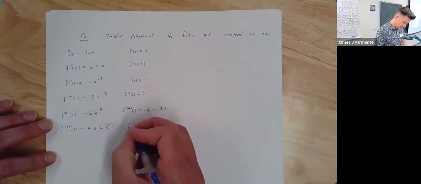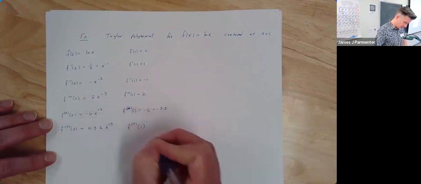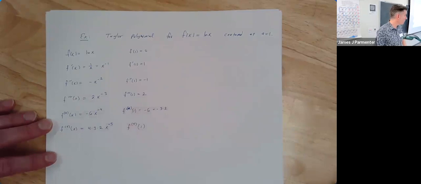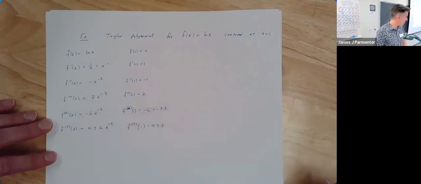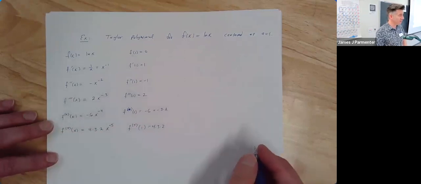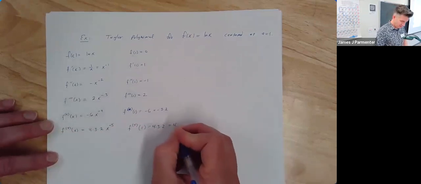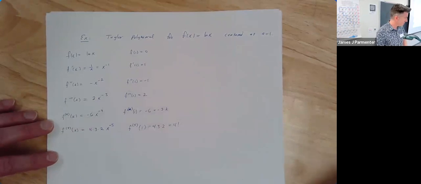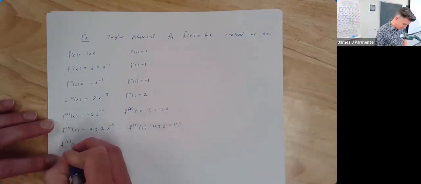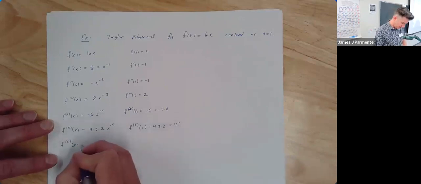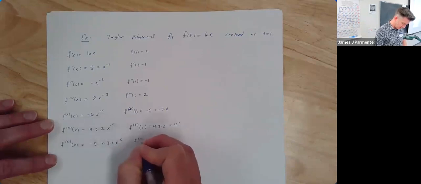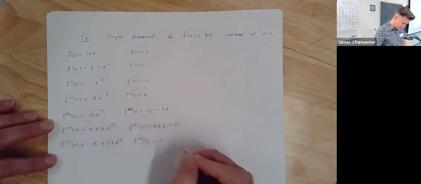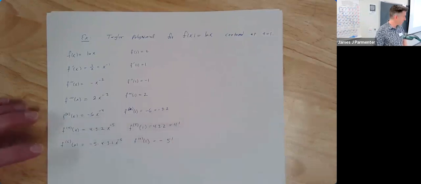And the fifth derivative of f evaluated at 1 is going to be how much? 4 times 3 times 2. Right. Which you could say is 24, but it might be more useful to say that that's 4 factorial. Because the next one, the sixth derivative, I'm just going to multiply that by negative 5. And you get negative 5 times 4 times 3 times 2 times x to the negative 6. And my sixth derivative is going to be negative 5 factorial.